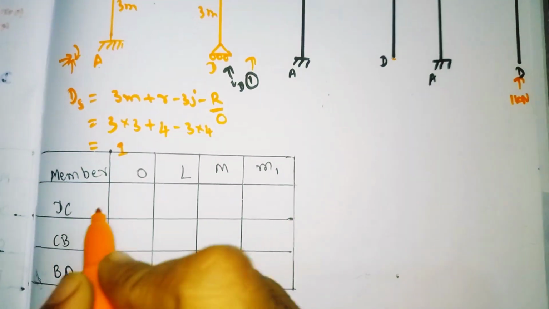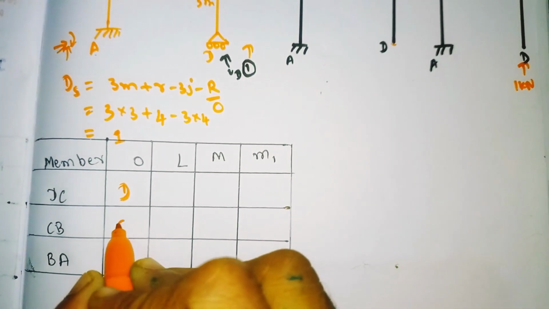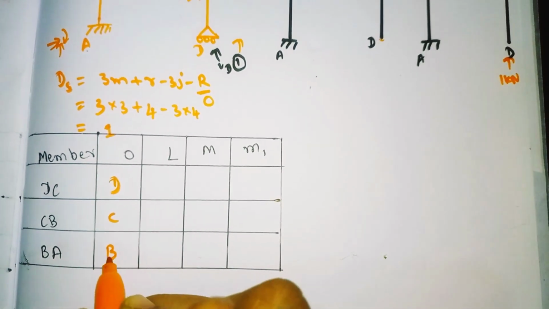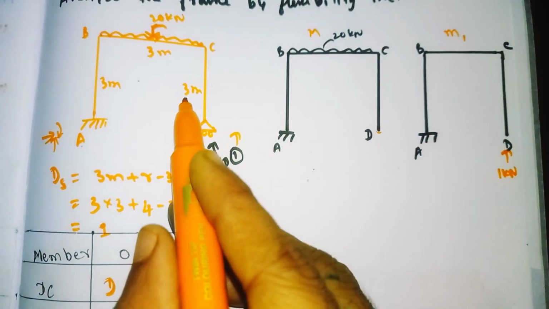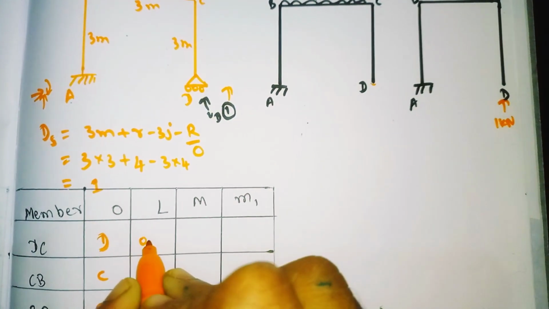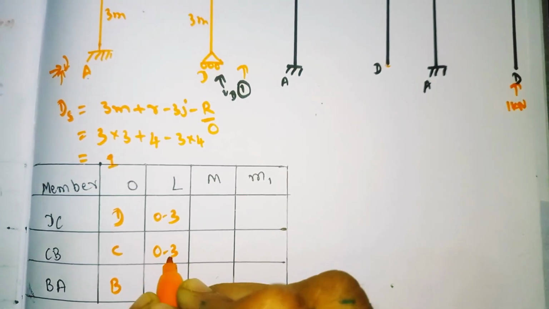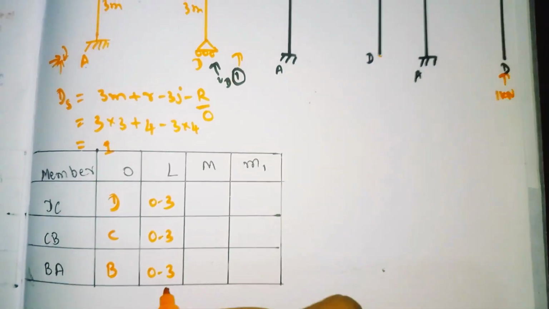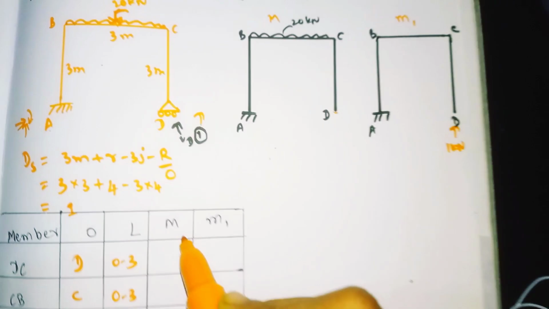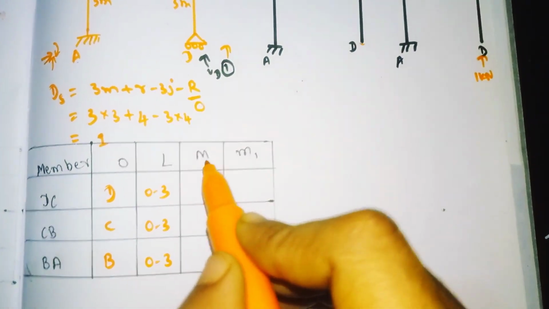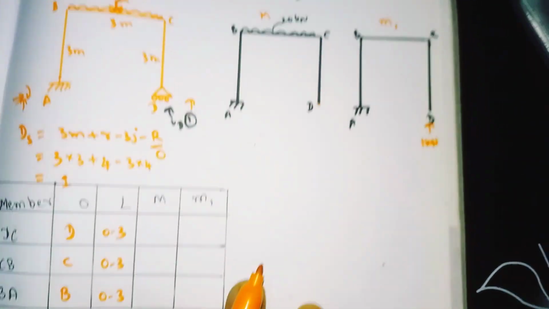For DC I'm taking origin as D, for CB I'm taking origin as C, and for BA I'm taking origin as B. For DC we have the length 3 meter, so the limit is 0 to 3, and for CB the length is 3 meter, limit is 0 to 3, and here also limit 0 to 3. So now we'll see M1 for M. Now we'll see how to calculate the moment. For DC I have taken origin as D.